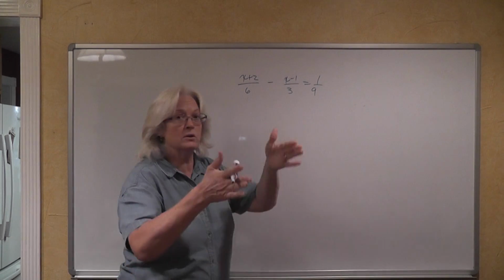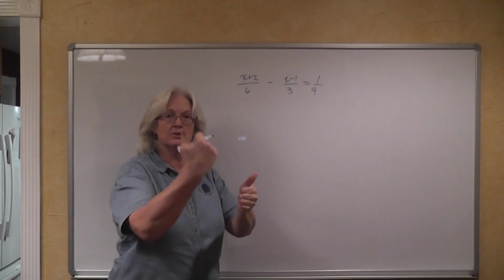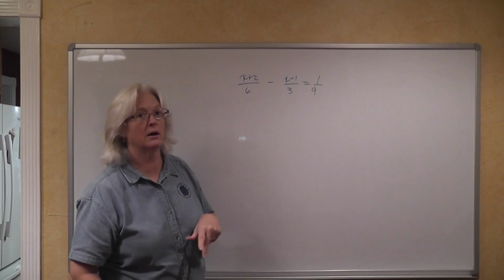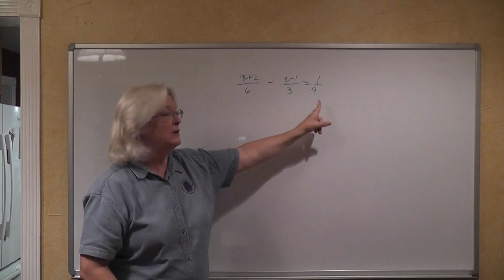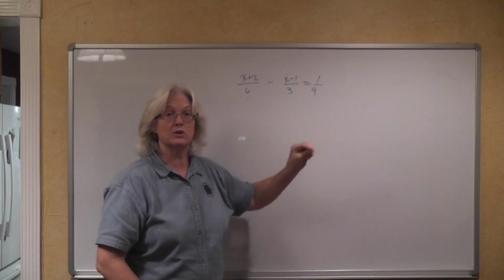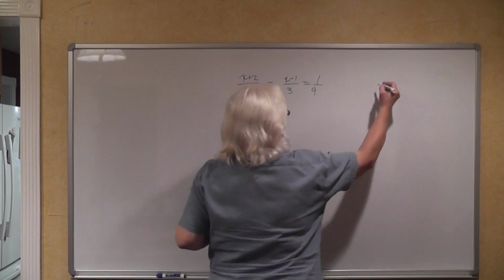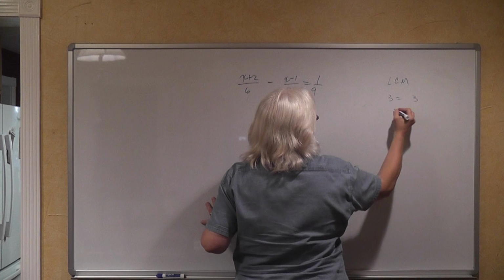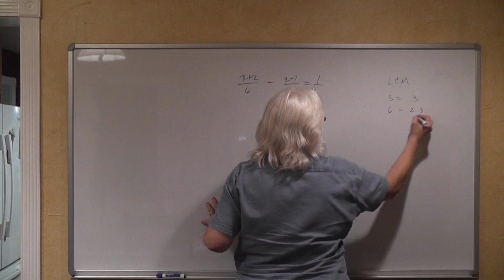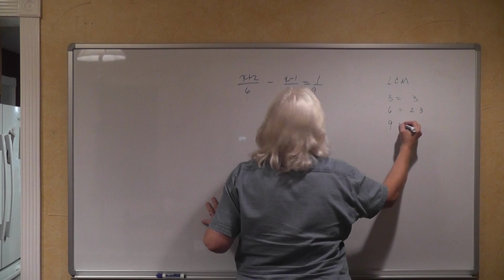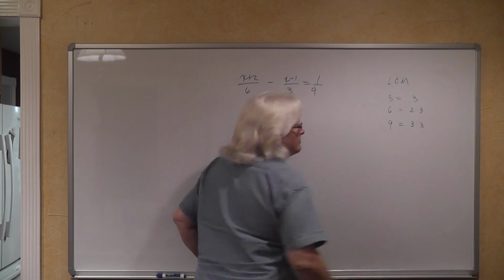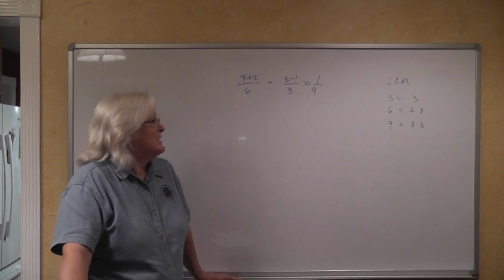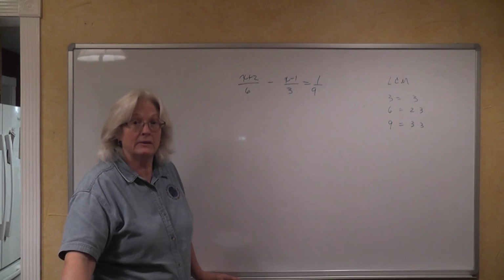But you solve it using the same methodology, line upon line, precept upon precept, one step at a time. How do you deal with the fact that you have fractions? You remove the fractions by multiplying both sides of the equation by the least common denominator, or the least common multiple, of those three fractions. The common denominator of 3, 6, and 9 is 18.